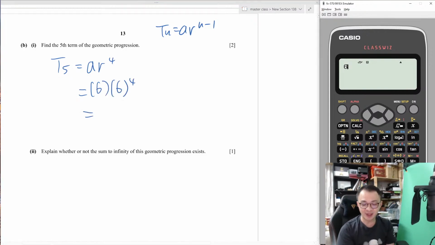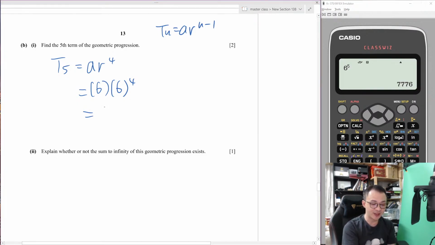Then everything, type in the calculator. Basically 6 to the power 5, right? So you get 7776. Okay, quite simple, this 2 marks.